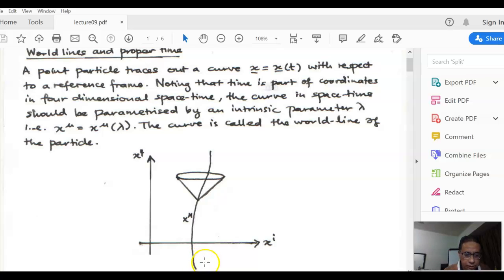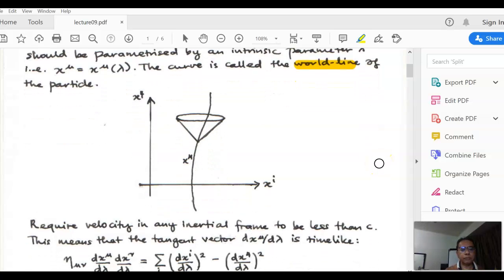But essentially, this curve is just a one-dimensional object. So if we look at the points on the curve, the points are given by the coordinates x^mu, but that x^mu is going to depend on the intrinsic parameter of the curve, which we label as lambda. This particular curve traced out by a particle is called the world line. So this is a world line of a particle.